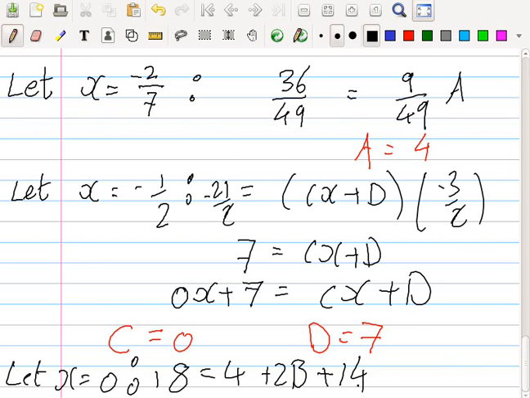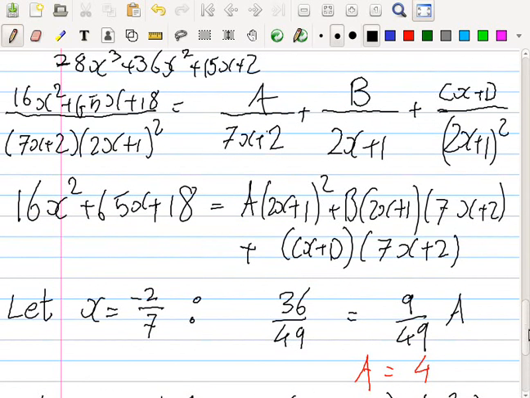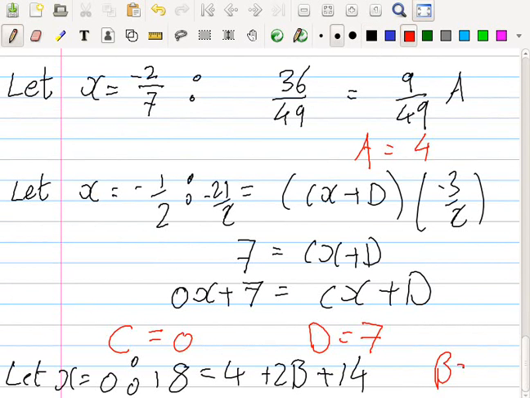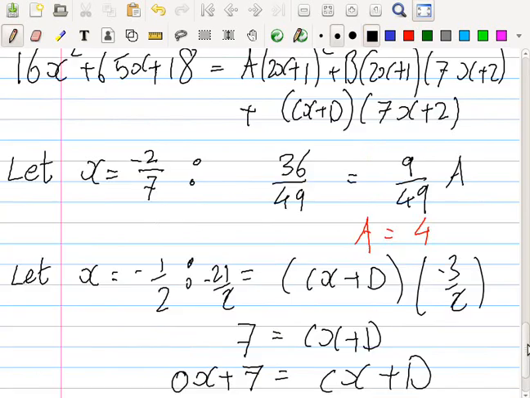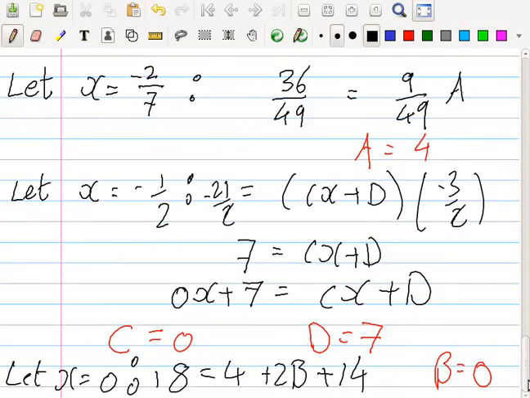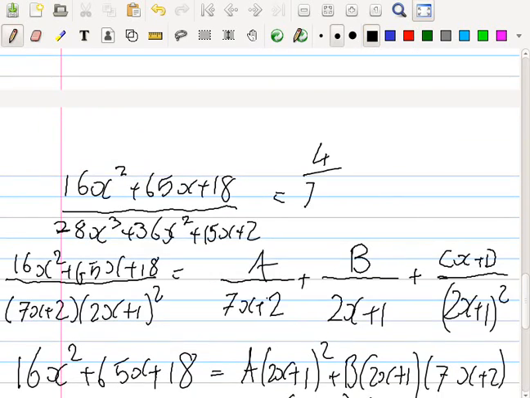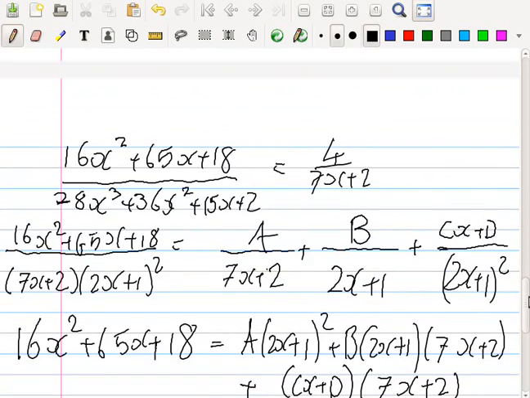B is also 0. Yep, B is 0 also. So B is 0, C is 0, A is 4, and D is 7. I'll go back to this in a minute. So if I just go back up to the top here, A is 4, B is 0, C is 0, and D is 7.